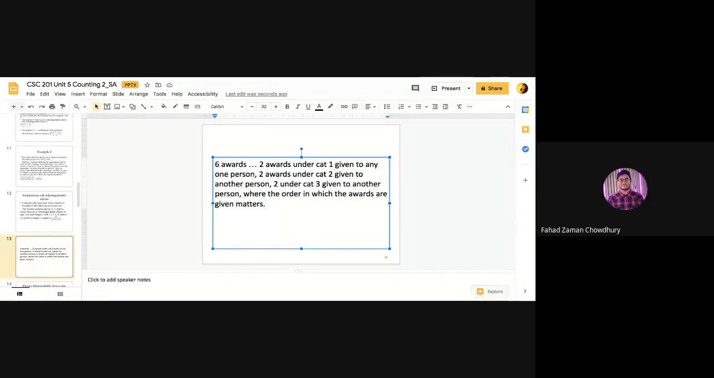Ma'am, is it 6 factorial divided by 2 factorial into 2 factorial into 2 factorial? How did you get there? That is the important question, all right? Yes, that's correct. The total number of awards is 6. That is the total number of objects is 6. And then there are 2 awards of the same category from category 1. So first it's 6C2, and then since 2 awards are already gone, it is 4C2, and then 2C2. So 6C2 into 4C2 into 2C2.